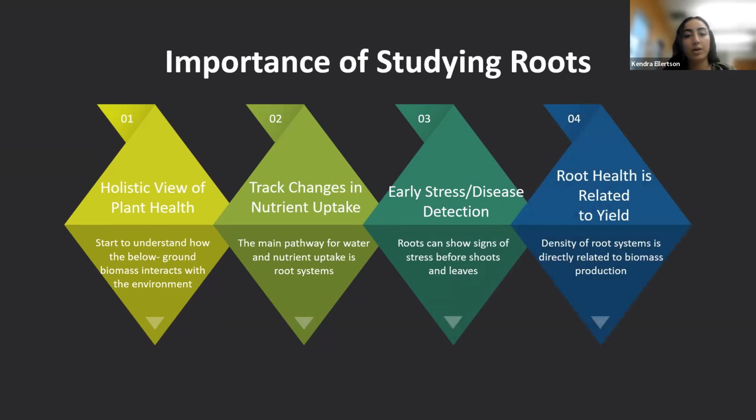And also, root health is related to overall yield. So a better root system is going to be directly related to biomass production and better quality of your plants.